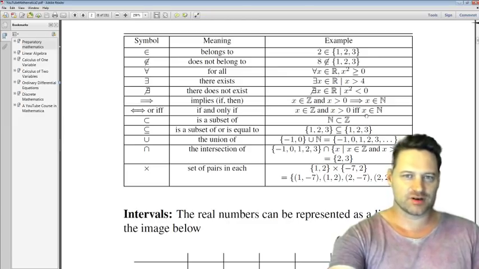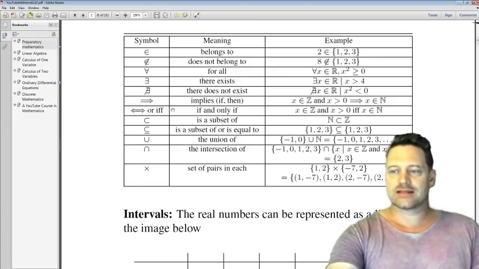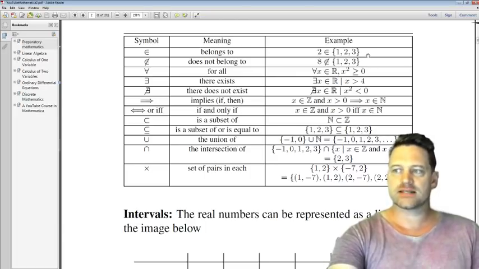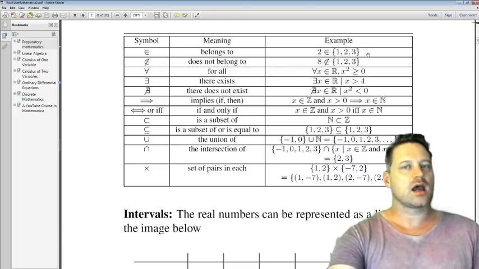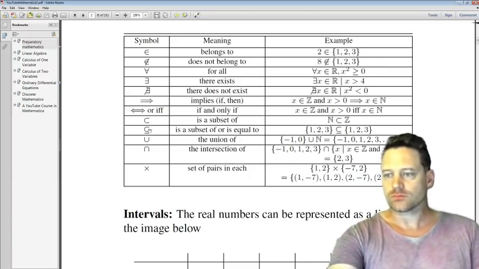A natural number, and the counting numbers. All right, subset is a subset of. Okay, so the set containing 1, 2, and 3 is a subset of the set containing 1, 2, 3, and 4. And that is also a subset of the natural numbers.